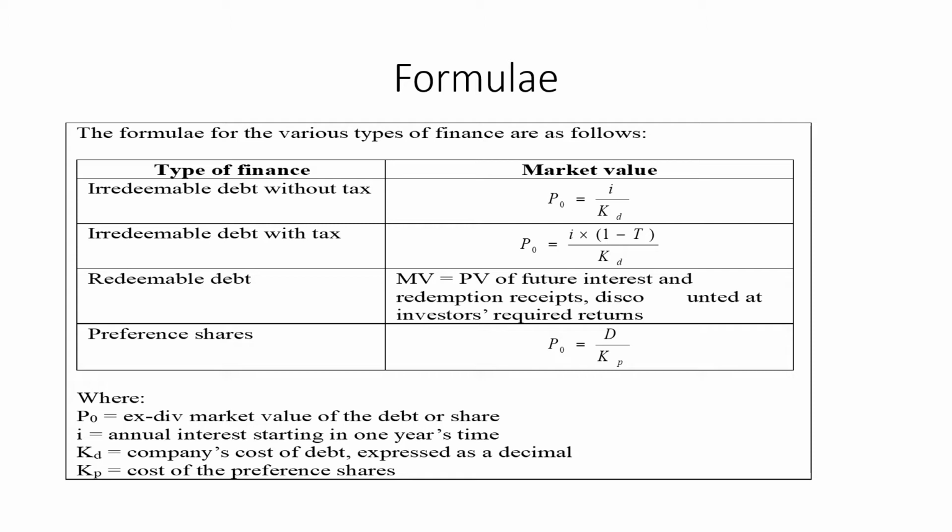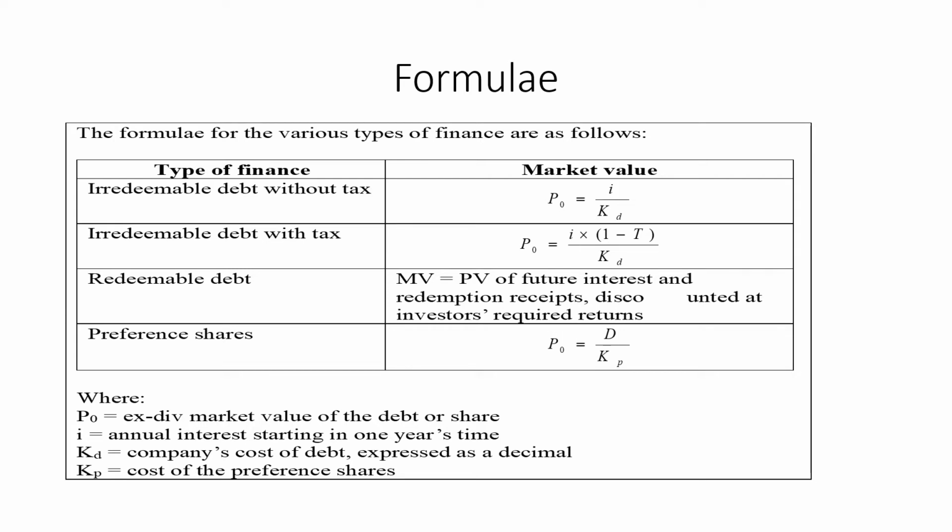Then redeemable debt is the kind of debt instrument which will provide you some annual interest, and pay you back the whole amount at a certain time period, which is actually identified in the terms and conditions of that debt. Maturity value is equal to the present value of future interest and redemption receipt discounted at the investor's required return. We will see what would be the return you are getting from these redeemable debts.